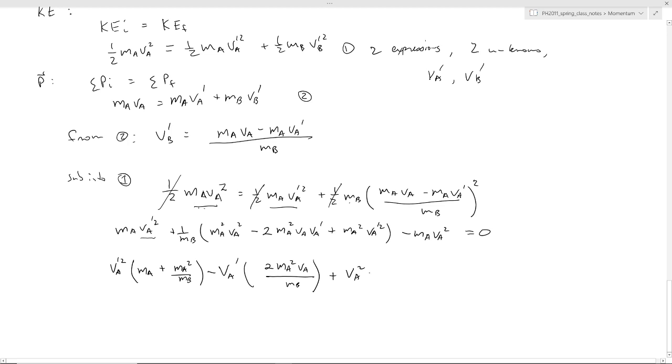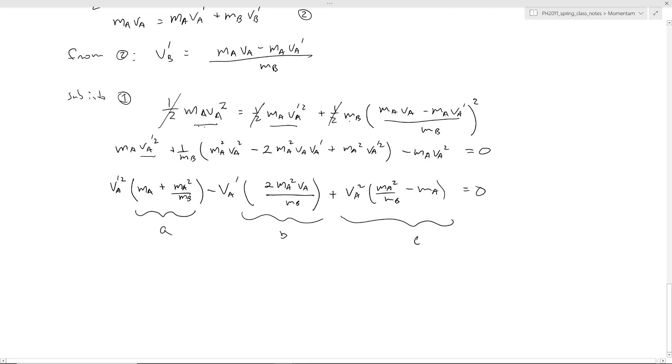So what do we have? We have VA squared, and actually, I can organize this a little bit. There will be one contribution from here, which will be the MA squared over MB, and then there's also this last bit, which is just a minus MA. Okay. So this is relatively gross. We have just a lot of terms. But you can see this is a quadratic, where this is your A, this is your B, all of this would be your C. So you would need to solve a quadratic.